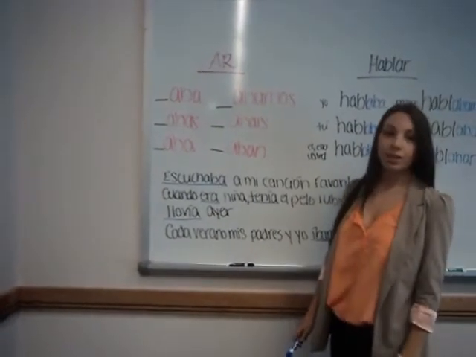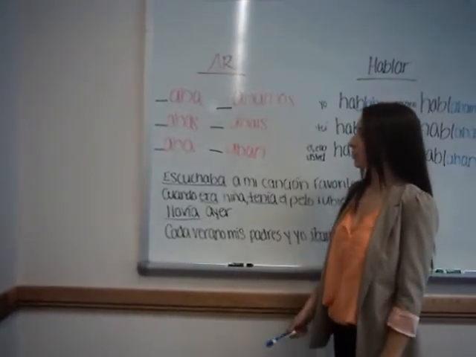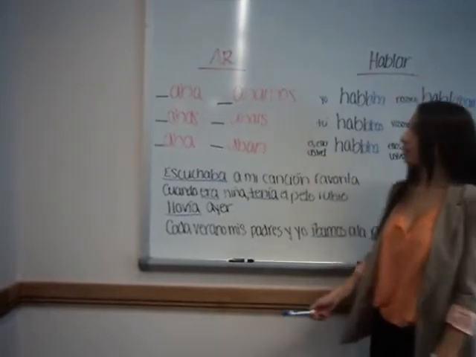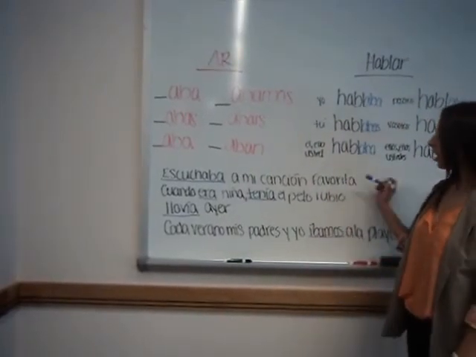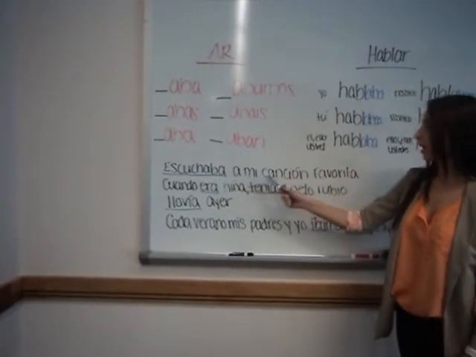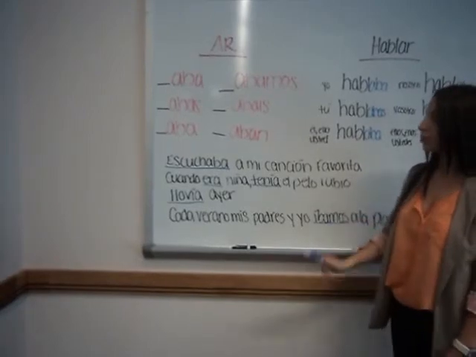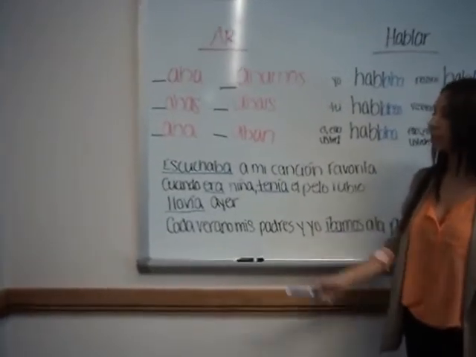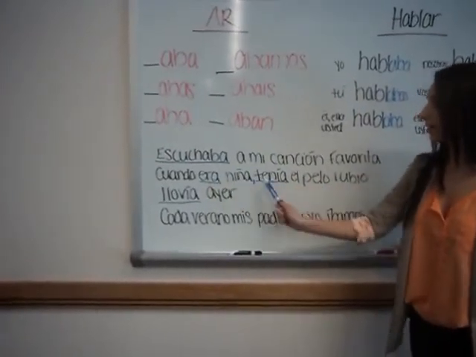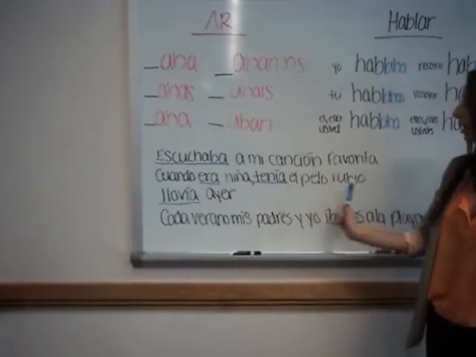Now that we know the preterite, we can move on to the imperfect. The imperfect you use in different situations than the preterite. We use it in situations like ongoing actions in the past, like escuchaba a mi canción favorita, I was listening to my favorite song. We use imperfect for descriptions. Cuando era niña, tenía el pelo rubio. When I was young, I had blonde hair.